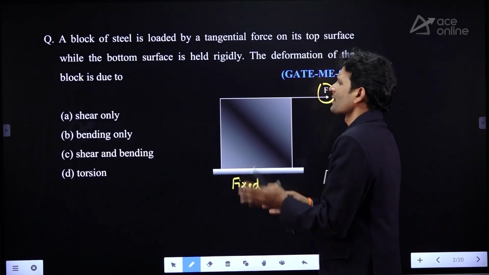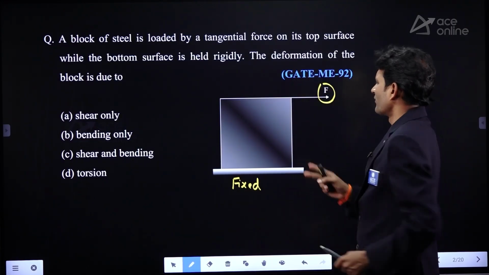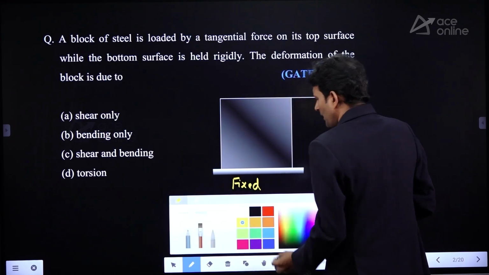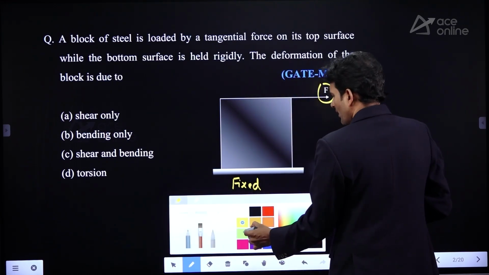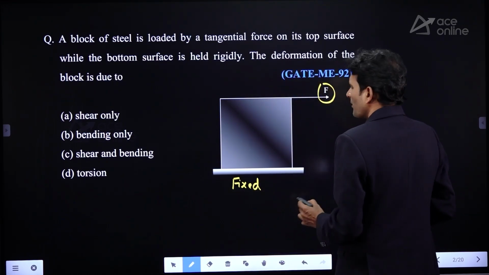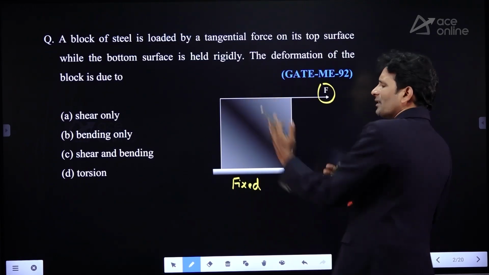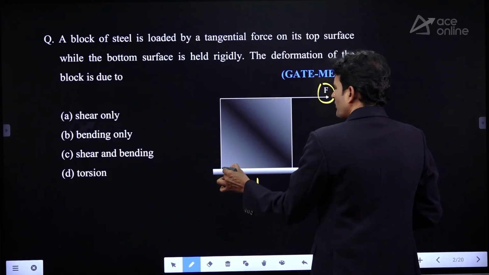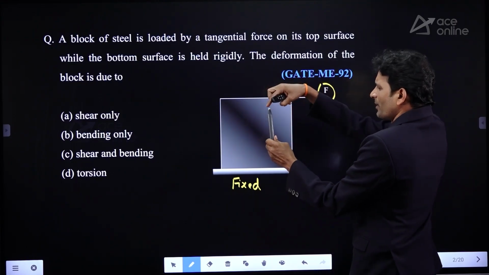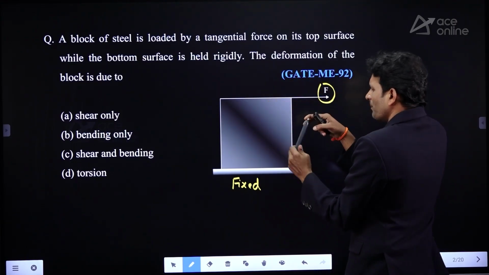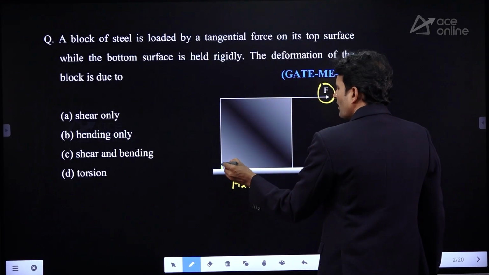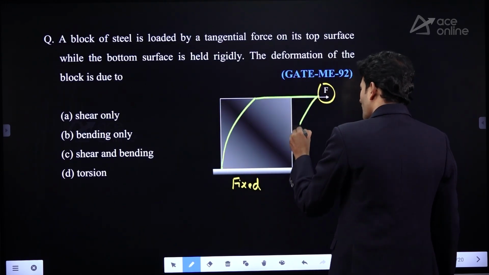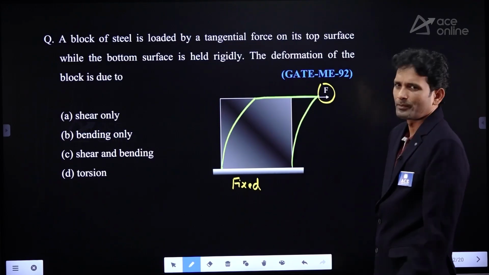Which force is responsible for the deformation in this particular block? Try to observe the effect of this force F on the block. If you turn it 90 degrees, it looks like a cantilever beam. Now, when I observe the effect of this load, it will act something like this. It will try to bend the block like this. This is the final deformed position of the block about the fixed support.